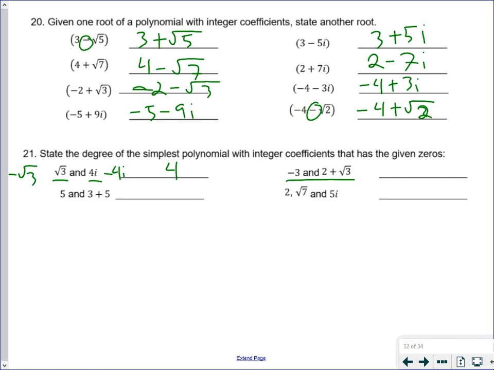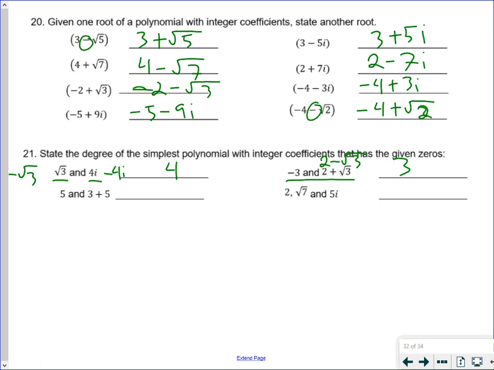Next, we have this one right here, negative 3 and 2 plus root 3. Same thing here. If you have 2 plus root 3, you have to have 2 minus root 3. And that leaves us with 3 zeros. The negative 3 is just a number without a square root or an imaginary number with it, so it doesn't come with a pair.